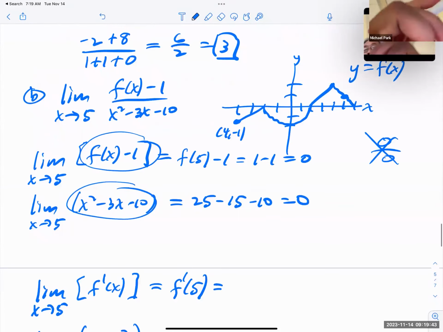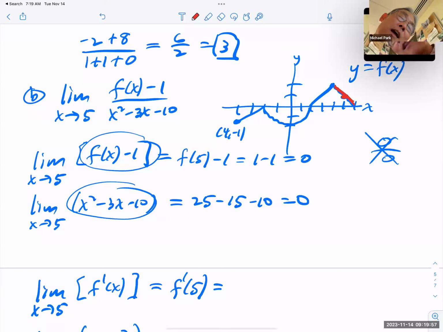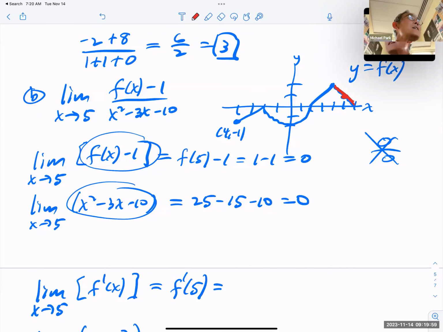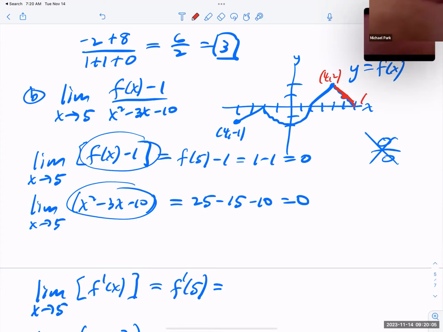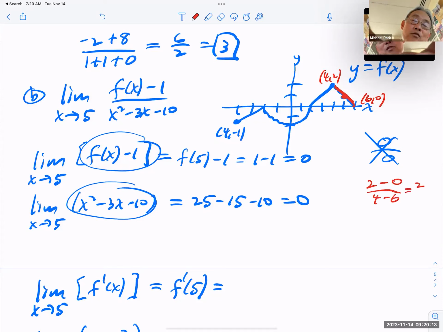Now, going back to the graph, if this is the graph of f of x, f prime of 5 means what is the slope right at that point? So in other words, we need to compute the slope of that line. But that's easy, because you're given two points. This is the point (4, 2) and this is the point (6, 0). You can use the slope formula: 2 minus 0 over 4 minus 6, which is 2 over negative 2, which is negative 1. Or you can just make a triangle and go rise over run, and it's going downhill, negative 1.